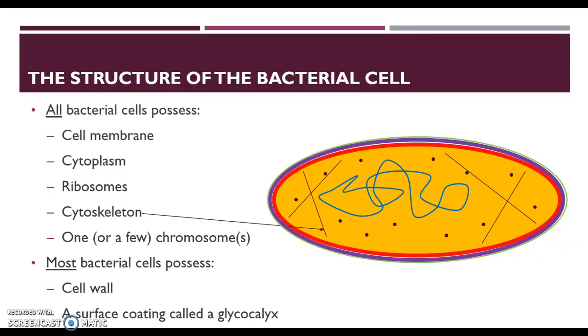Bacterial cells also possess a cytoskeleton. The cytoskeleton helps to provide structure and shape for the cell. It also helps assist in the movement of substances within the cytoplasm. And all bacteria possess at least one chromosome that is circular, and some do contain more than one. Most bacteria, but not all, also possess a cell wall which can be found surrounding the plasma membrane and an external surface coating called the glycocalyx.